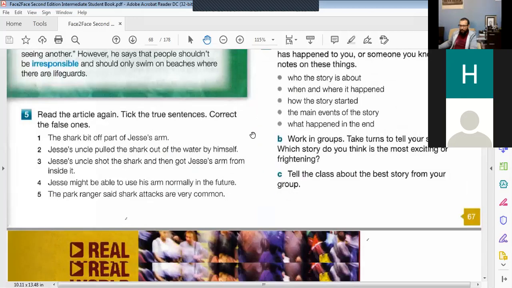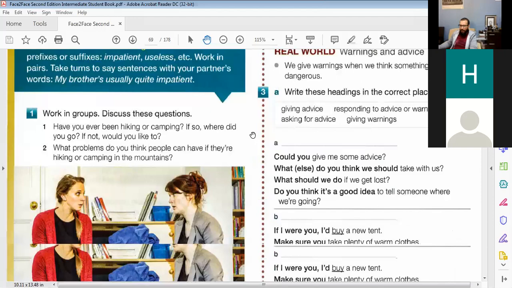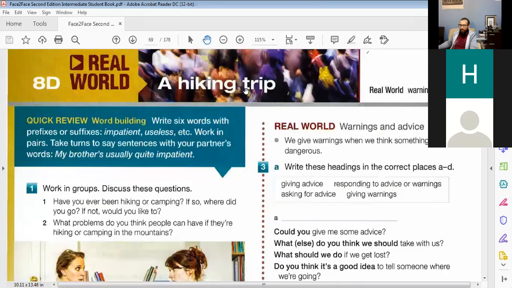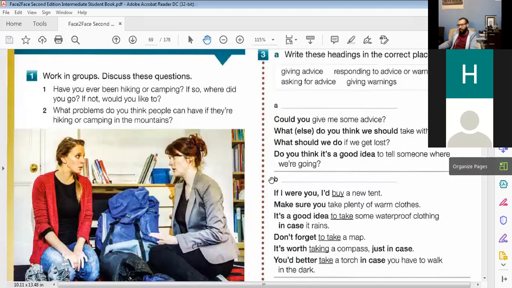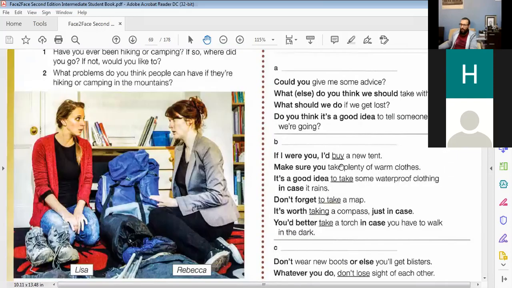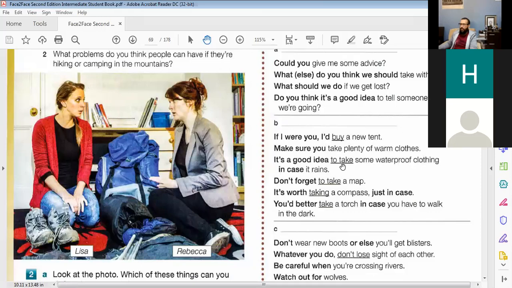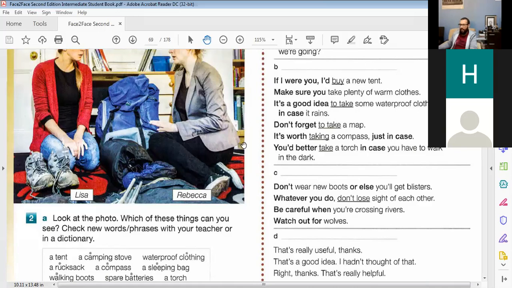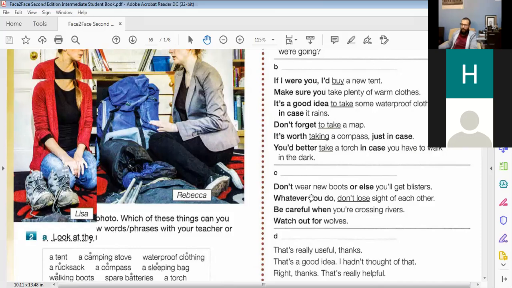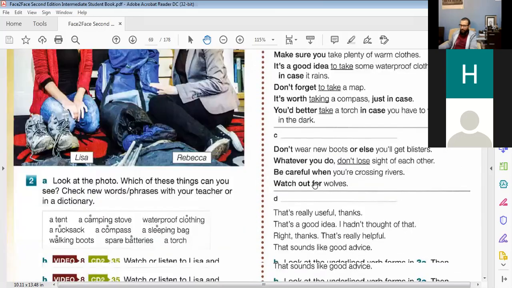Okay, so let me show you what we'll talk about in our next lesson. We also have a nice part here to discuss. We're going to talk about a hiking trip, and we want to learn language which can help us give warnings and give advice. If you want to give a warning, you are more likely to use imperatives, like here: don't wear new boots, don't lose sight, be careful, watch out, make sure, don't forget. There's lots of imperatives, because this is a bit of a warning. So we're going to learn how to use these kinds of words.